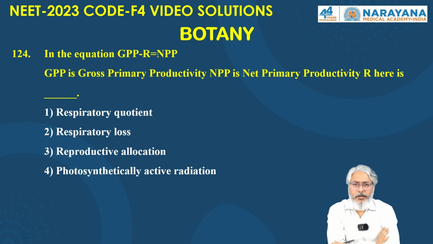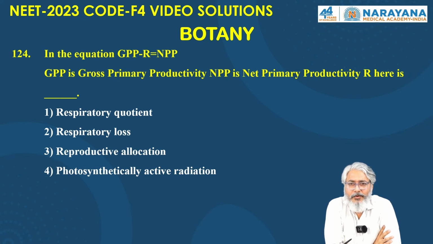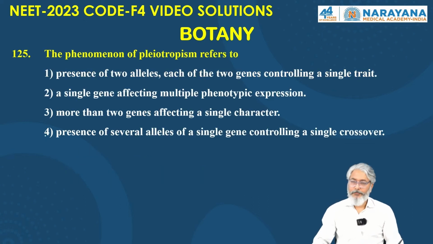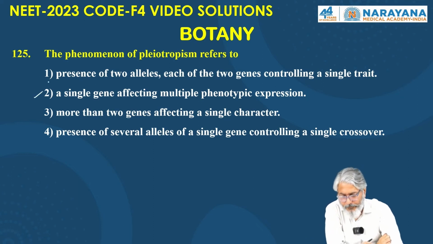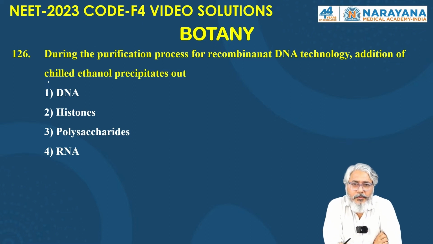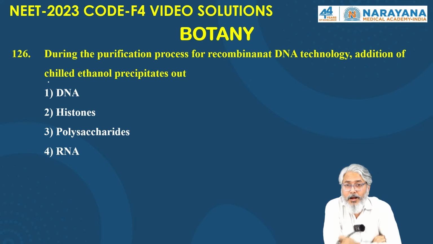Gross primary productivity minus rate of respiration equals net primary productivity. So here the rate of respiration is the respiratory loss. Phenomenon of pleiotropism. What is pleiotropism? One gene performs many functions. So the answer is 2 here. It is very easy, a one line based question. During the purification process of recombinant DNA technology, addition of chilled ethanol, this is the last step.